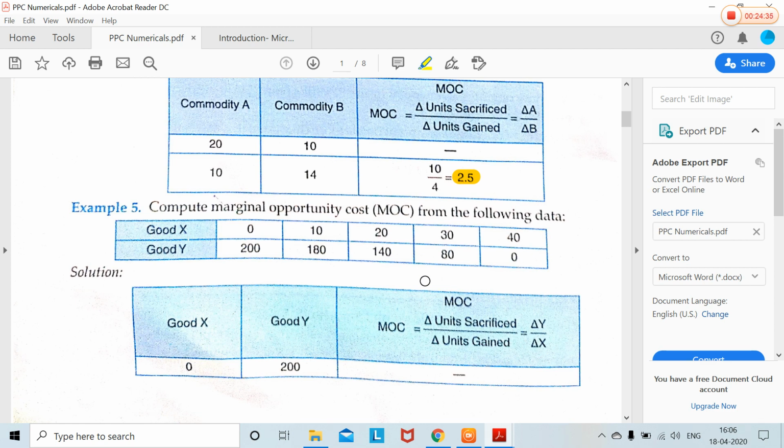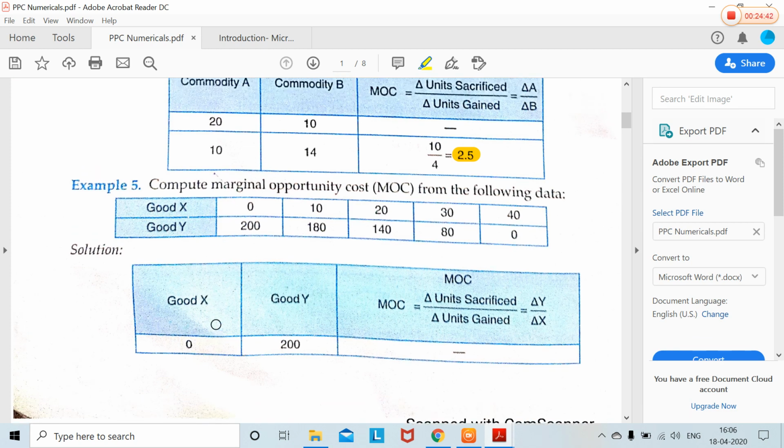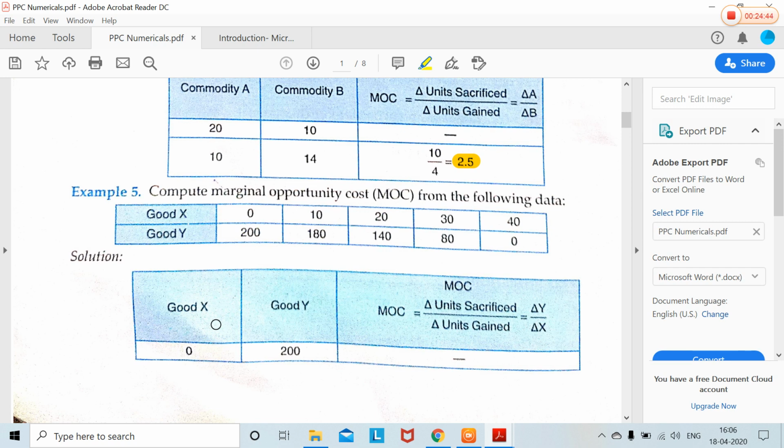Compute MOC, again the same question. They have written it vertically. Good X will be written like this vertically, and then good Y, 0, 10, 20, 30, 40. Please pay attention. The gain here every time is given for 10 units. The economy is going from 0 to 10, then 10 to 20, then 20 to 30, and then 30 to 40. Okay, so see how much is the loss.